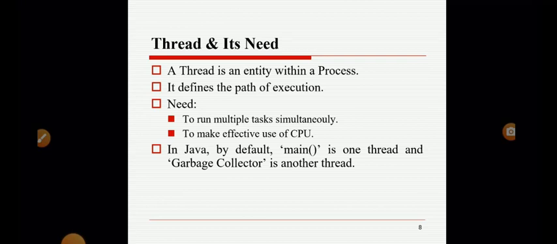So why is a thread needed? A thread is an entity within a process. It defines the path of execution. The need is to run multiple tasks simultaneously. To make effective use of the CPU, we are using this thread concept.